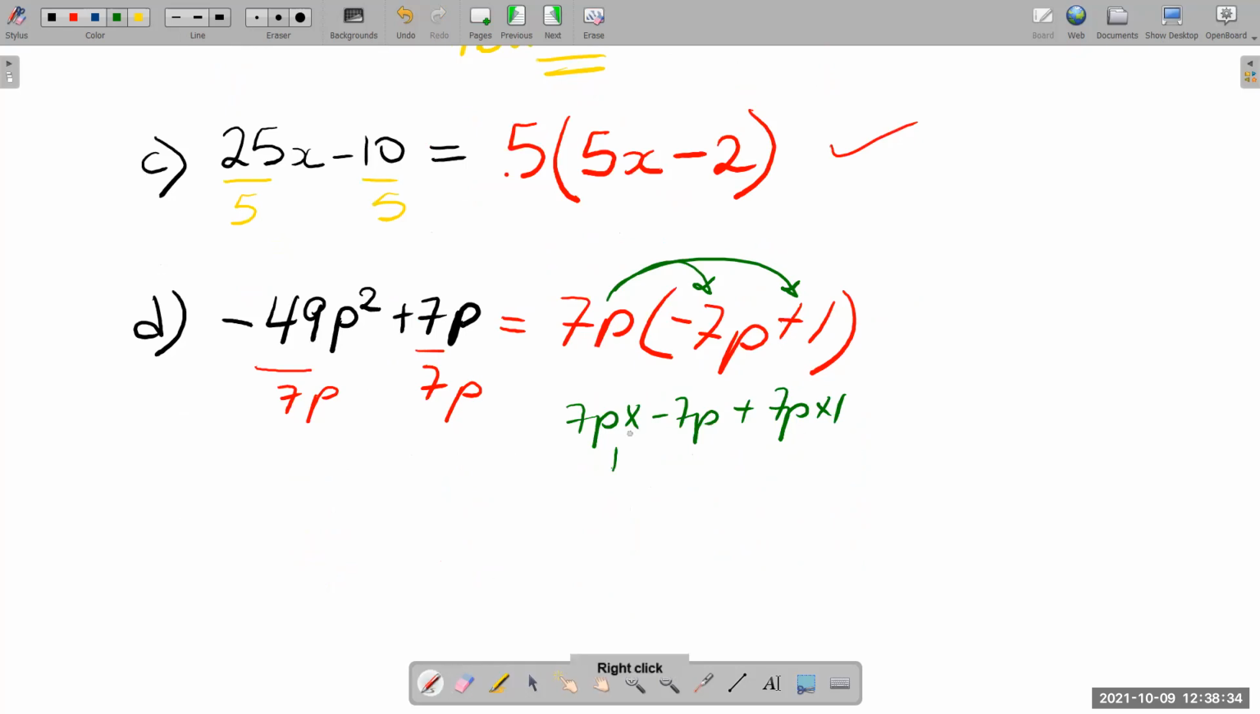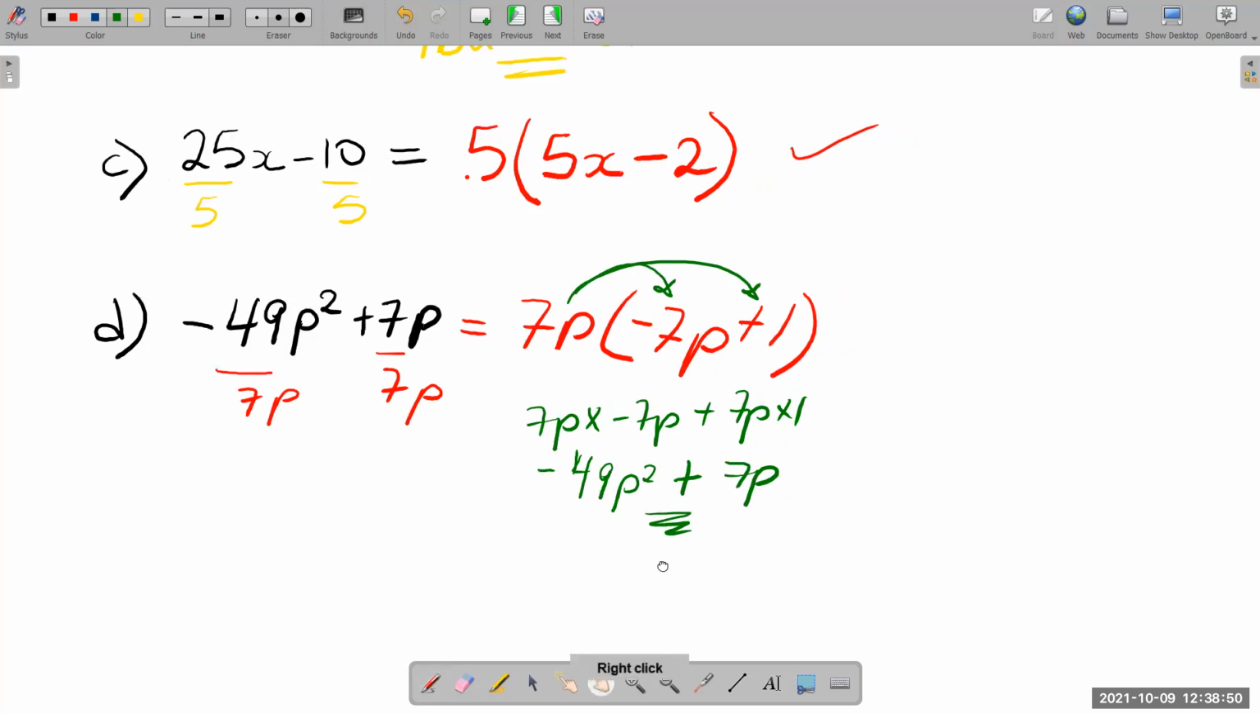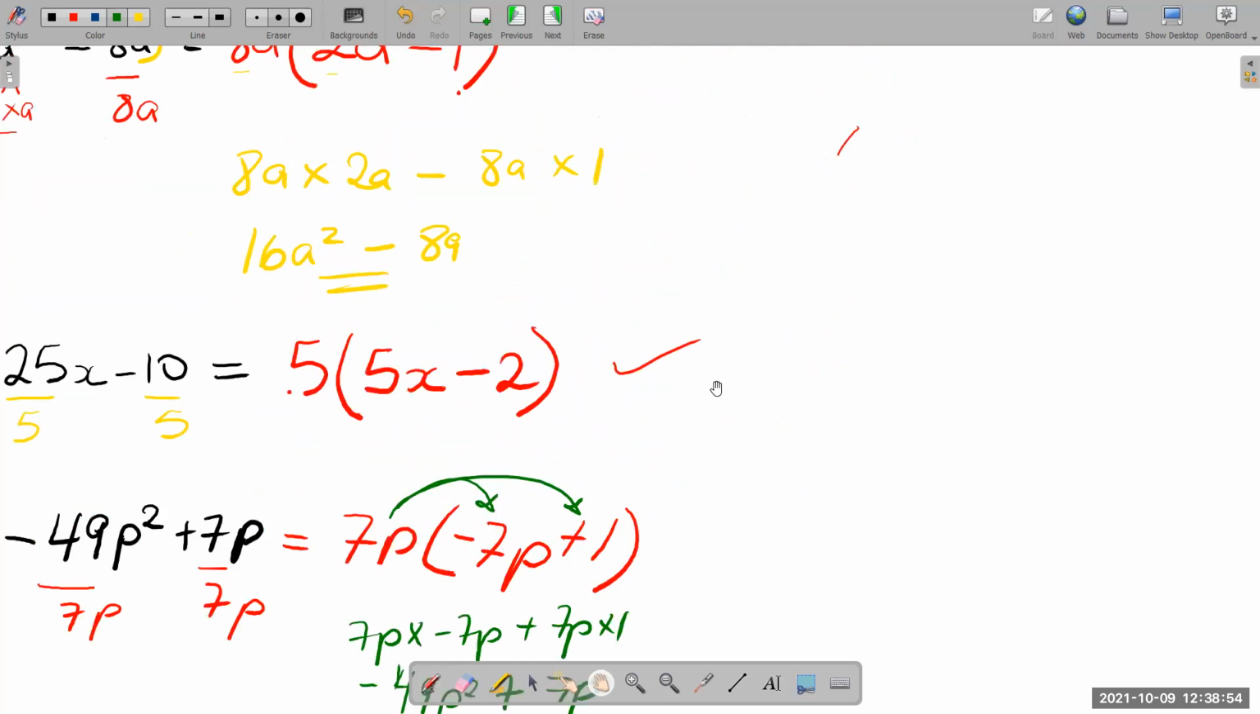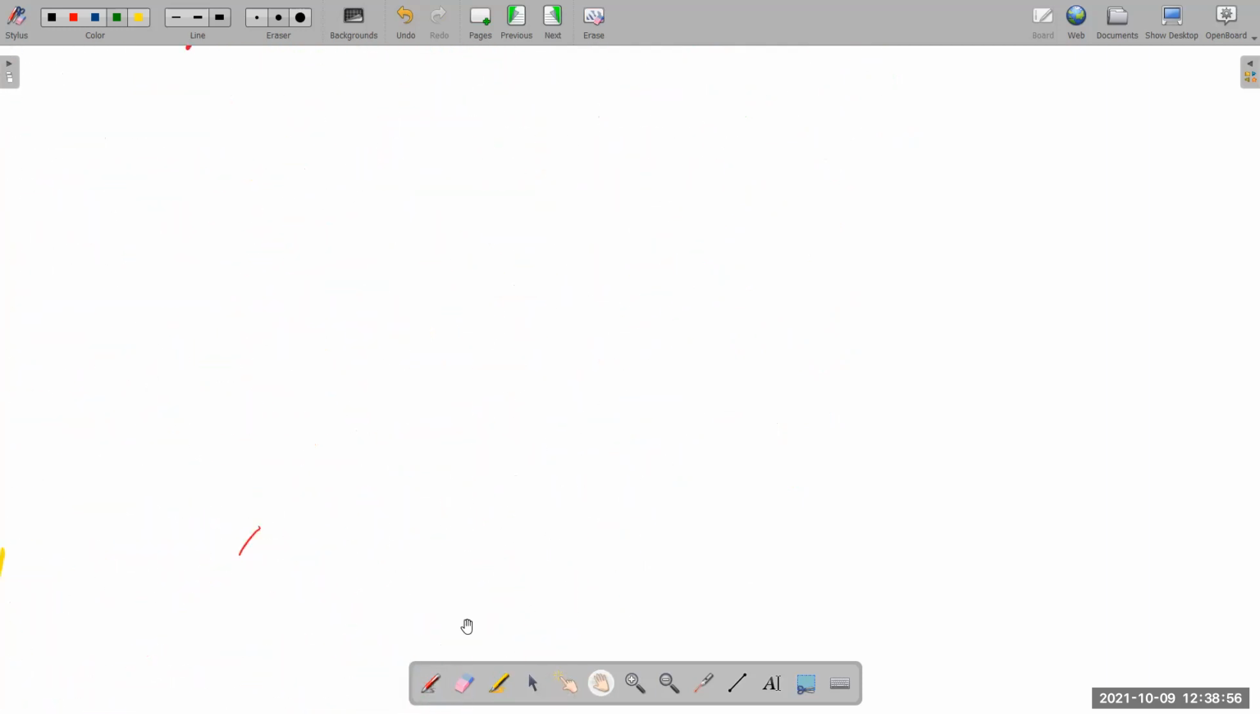So we're going to end up with 7 times negative 7 is negative 49. P times p is p squared. And you put the plus. 7p times 1 is just 7p. So we got back our first answer. So we know that's correct. We're going to keep it moving. Let me come up here so that we can come across.